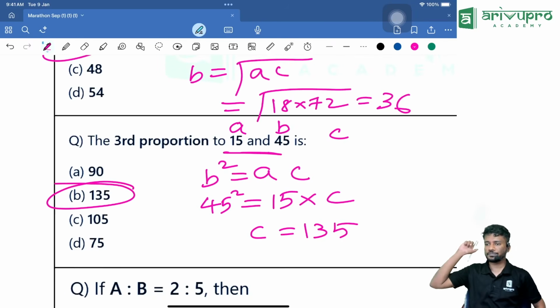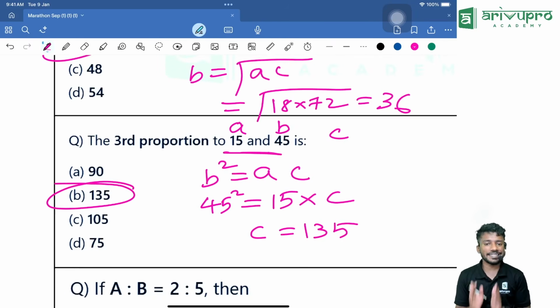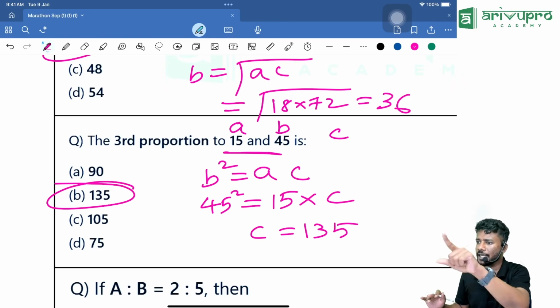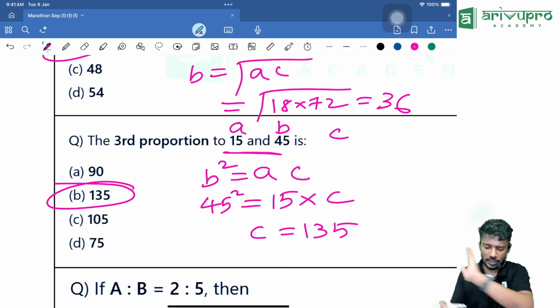Is that clear? So they will give numbers like this. We should assume that this is this. Whatever is not given, we will assume that it is unknown and we will take it in the pattern A, B, C, D.